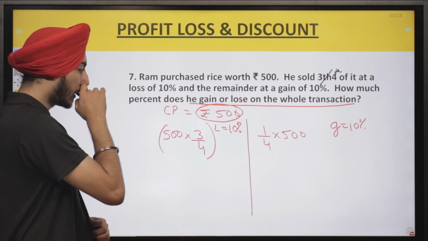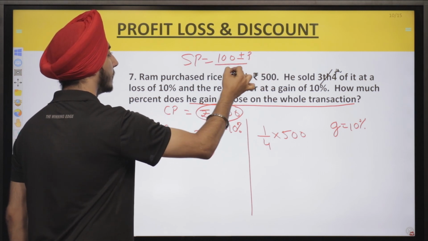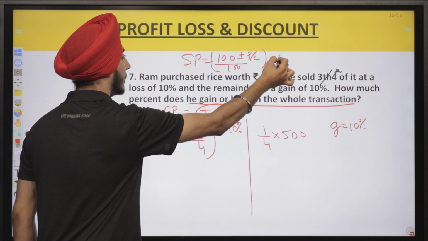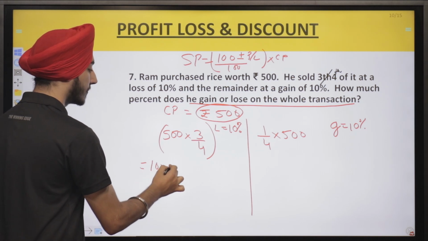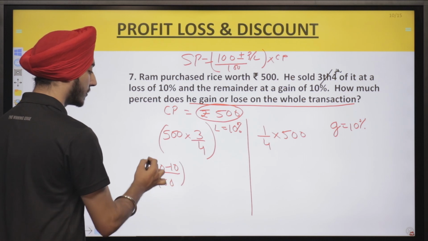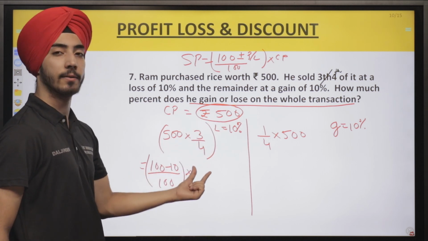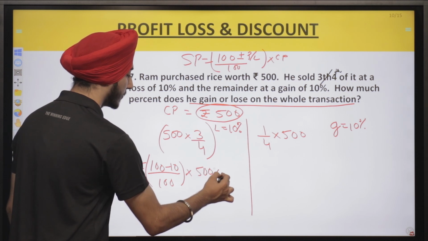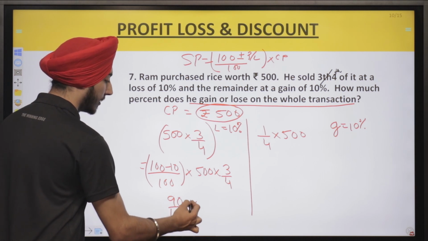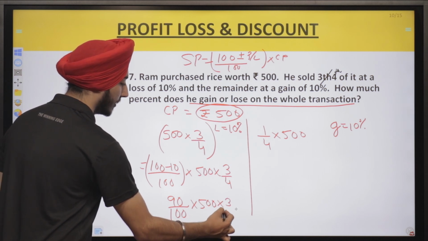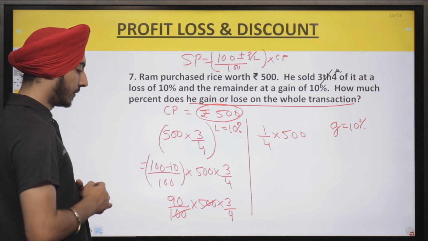So first of all, let's find here SP. SP के लिए we know the simplest formula. SP is what? 100 plus minus profit upon 100, here it is loss, into CP. So let's put this value here. In this case, we have loss, so we'll write it down: 100 minus loss, which is 10, upon 100, and here we'll multiply it by the cost price. What is the cost price here? Cost price is 500 ka 3/4. So multiply it into 500 into 3/4. This becomes 90/100 into 500 into 3/4. So see, 2 zeros and 2 zeros will get cancelled here. 90, we can cut it by 2 stable.